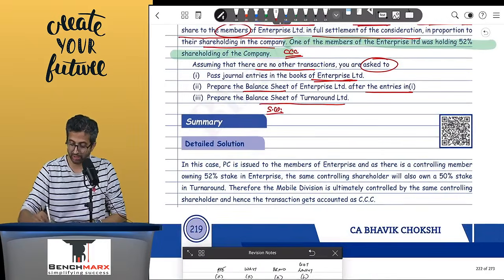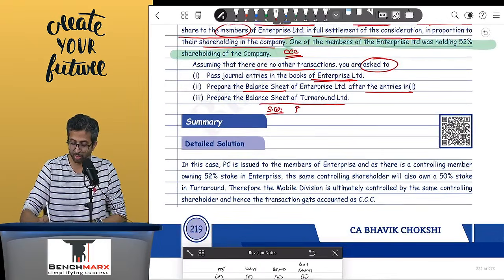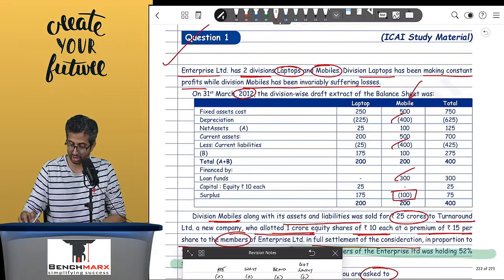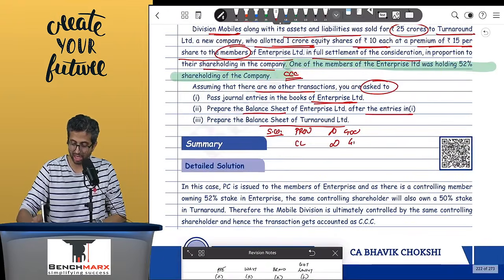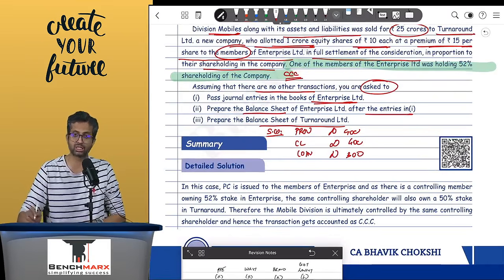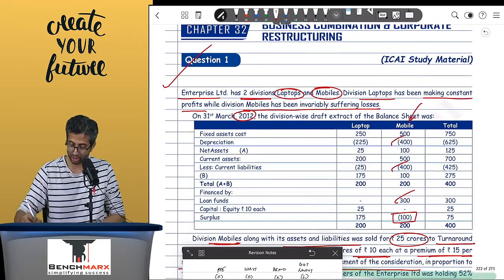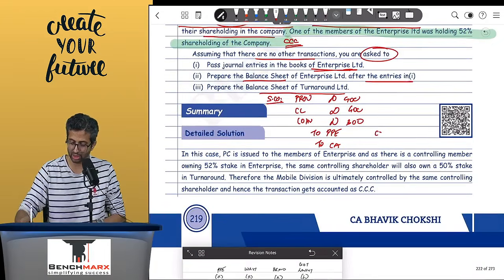So over here, if I were to transfer the liabilities: provision for depreciation account debit 400, then current liabilities account debit, I think 400, and loan funds account debit. This will be debited at 300. So this is de-recognizing the liabilities. You will also de-recognize the asset like the PPE, and the current assets. So over here 500 of PPE and 500 of current assets. Both of these are de-recognized. So over here this will be, let us say, 500.